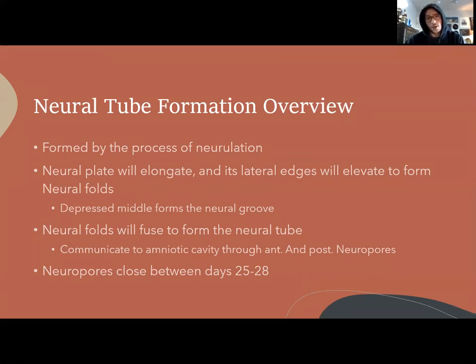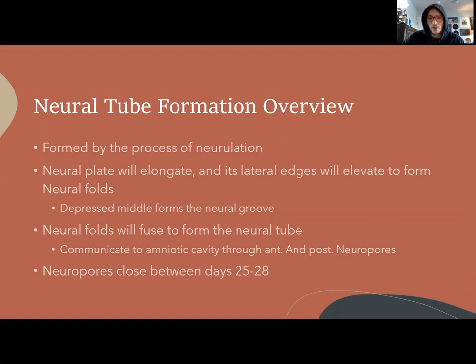So that neural plate is going to elongate and the lateral edges will elevate to form neural folds. Between those neural folds is going to be that depressed midline, or neural groove. And those two neural folds are going to start fusing. The fusion normally happens around day 23 at the level of the 5th somite, which is in our cervical region. It's then going to extend both cranially and caudally. And since it's starting higher up, more towards the head, it's going to finish on the cranial side much quicker than it finishes on the caudal.